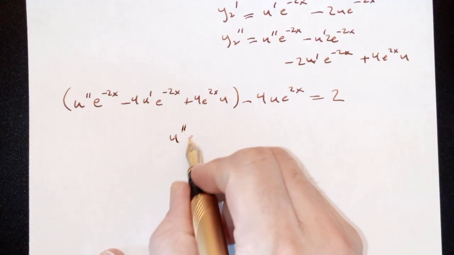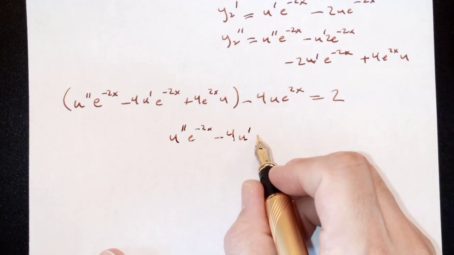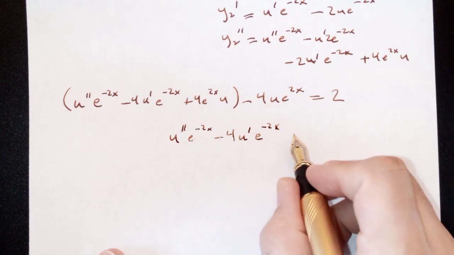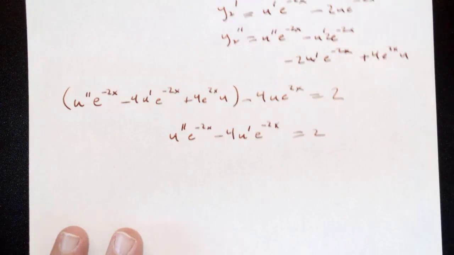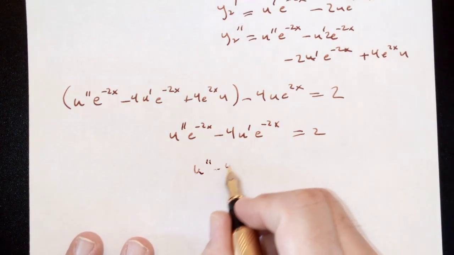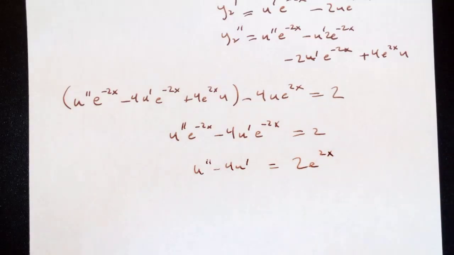u double prime e to the minus 2x minus 4u prime e to the minus 2x equals 2. Let's get rid of the e to the minus 2x. Let's divide by it. That would give me u double prime minus 4u prime equals 2e to the positive 2x. Use the original.